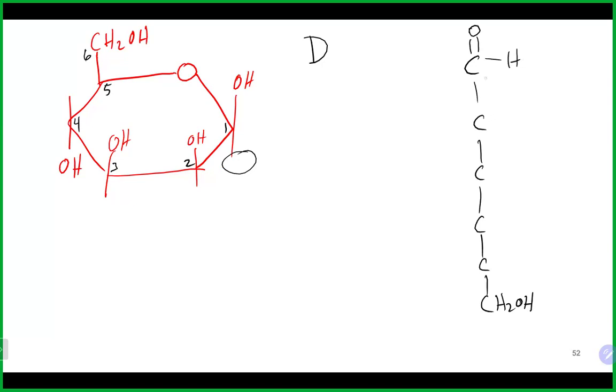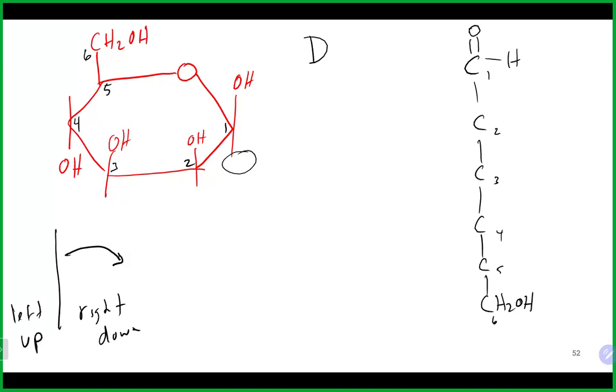Now we got some places to number. That's 1, 2, 3, 4, 5, and 6, right? So we actually do kind of the same thing, which is when we take our straight guy here and we drop it on its side, everybody on the right ends up down, right? And everybody on the left ends up up, right? In terms of the OHs.